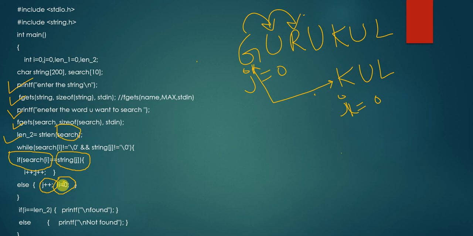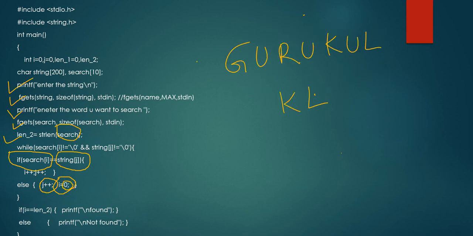See, don't miss this particular statement. I is equal to 0. Why? Because here I have KL. Can you tell me if the KL substring is present in this particular main string? No, it is not present. But if you miss this I is equal to 0, it will show you as found itself.